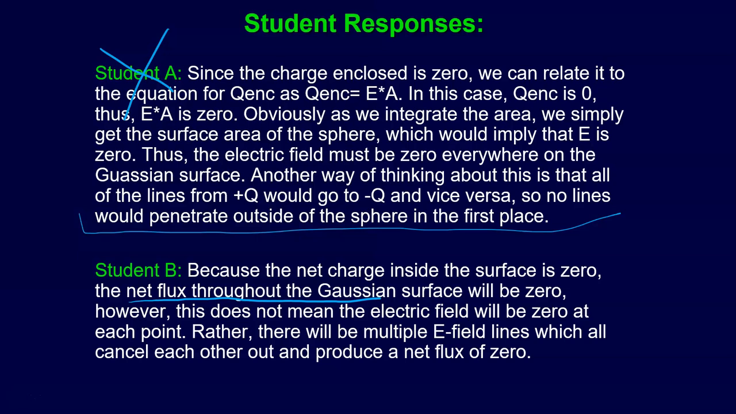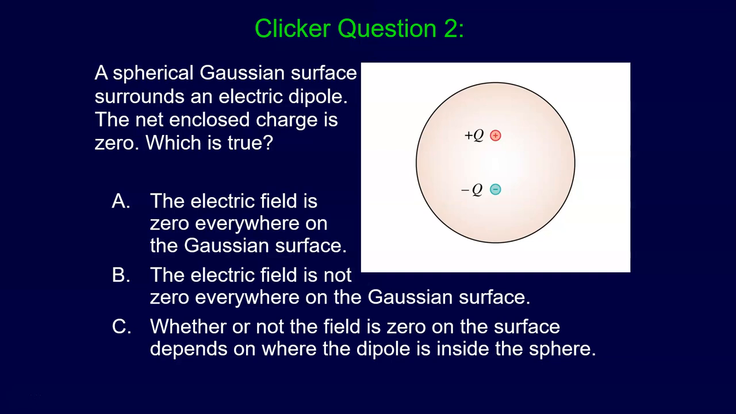And so basically, in this example, there'll be as many lines coming out as there are coming in. And so the total flux will be 0. But that doesn't mean the electric field is 0. So this is really tricky. And so I would agree with that person that B is correct. The electric field is not 0 everywhere on the Gaussian surface.